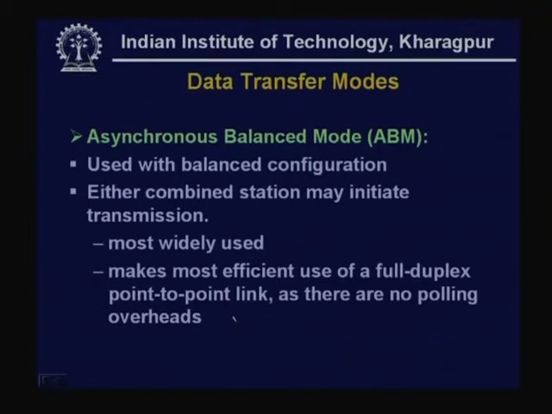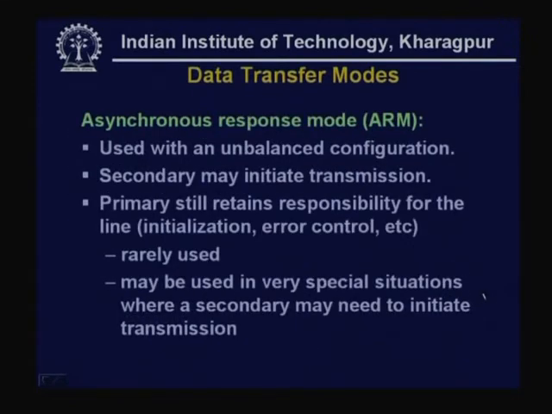We have seen in case of unbalanced mode, if it is multipoint, then polling overhead is there, but in this particular case you can have two machines connected by a full duplex link. So, with a full duplex link, data can go in this direction as well as in this direction. There is no need for any polling, and both of them can be of combined type, combined machines. So, this is how the asynchronous balanced mode works.